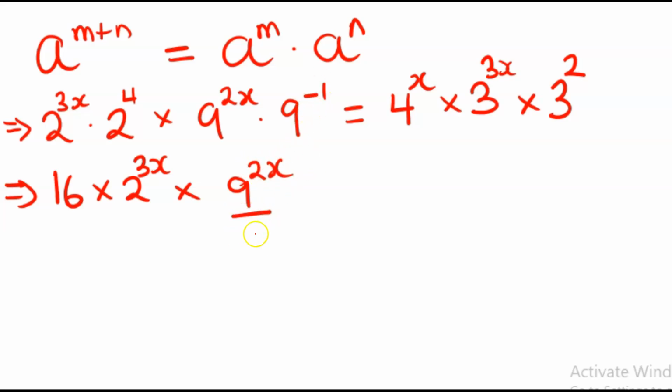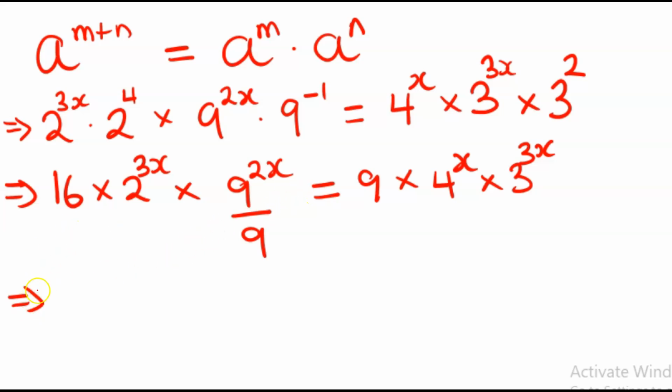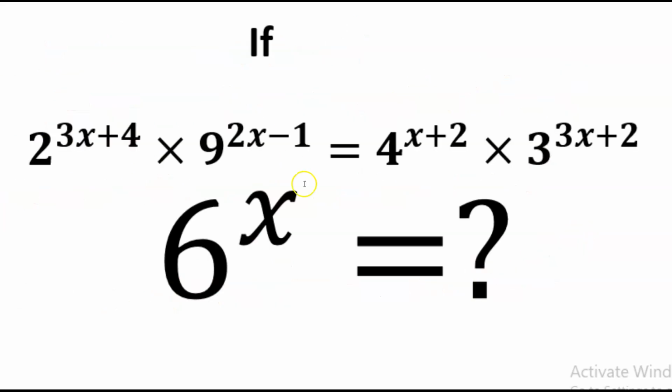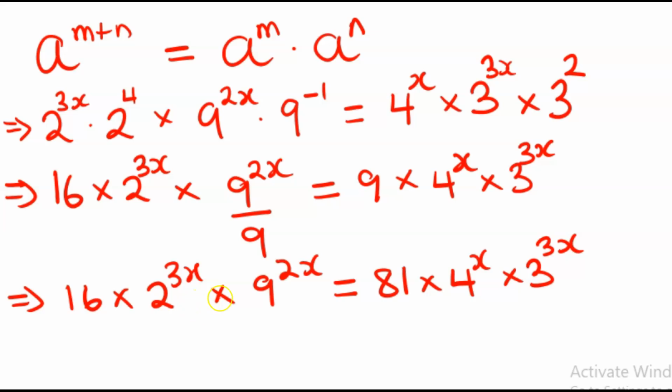This we can write as over 9, which is equal to, let's bring the 9 here. We have 3 raised to the power 2, which is 9, times 4 raised to the power x times 3 raised to the power 3x. Okay, so let's clear the fraction here. We have 16 times 2 raised to the power 3x times 9 raised to the power 2x, which is equal to 9 times 9, we are going to have 81 times 4 to the power x times 3 raised to the power 3x. So remember, we are finding 6 raised to the power x. So let's continue to simplify.